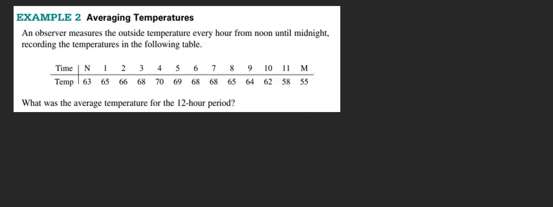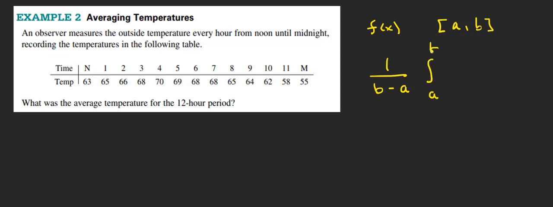In this video, we're going to talk about how to apply the trapezoidal rule in a real life situation. First, let's review the average value of a function. Recall that when you have f of x on the interval from a to b, the average value of f of x from a to b is 1 over b minus a times the integral from a to b of f of x dx.